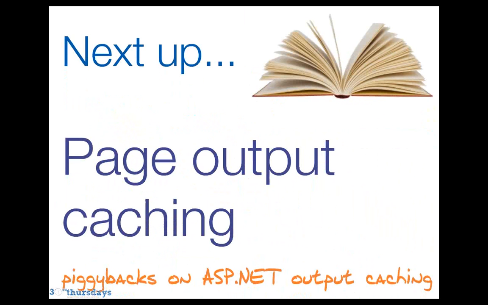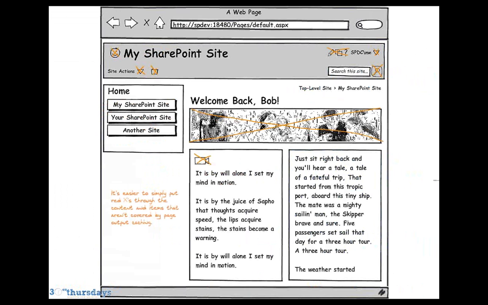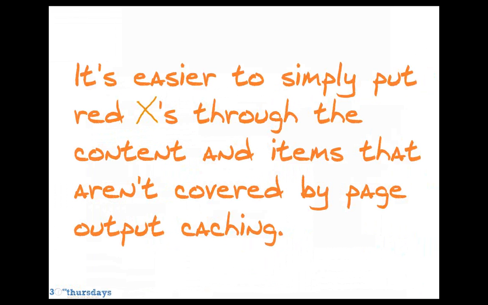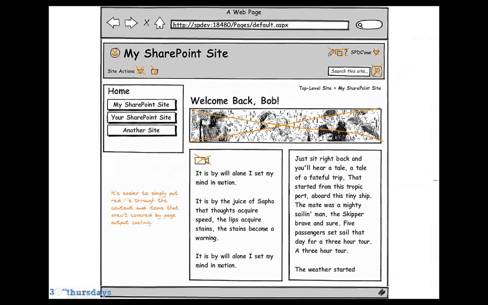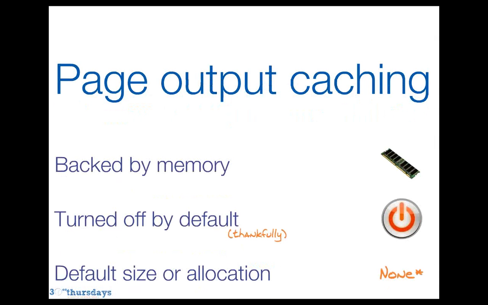And this piggybacks on ASP.NET's output caching mechanism. So if you understand ASP.NET output caching, you probably already understand this. So in the case of our page, it's easier to simply put X's through the content and items that aren't covered by page output caching than it is to show you which ones are. And I've only got X's through images and multimedia types here. In essence, the entire HTML page gets cached in memory and served back to the user. So like I said, it's backed by memory. It's turned off by default, thankfully. I'll explain that in a second. And then there's no default size or allocation. Pages go into memory as our profiles dictate.